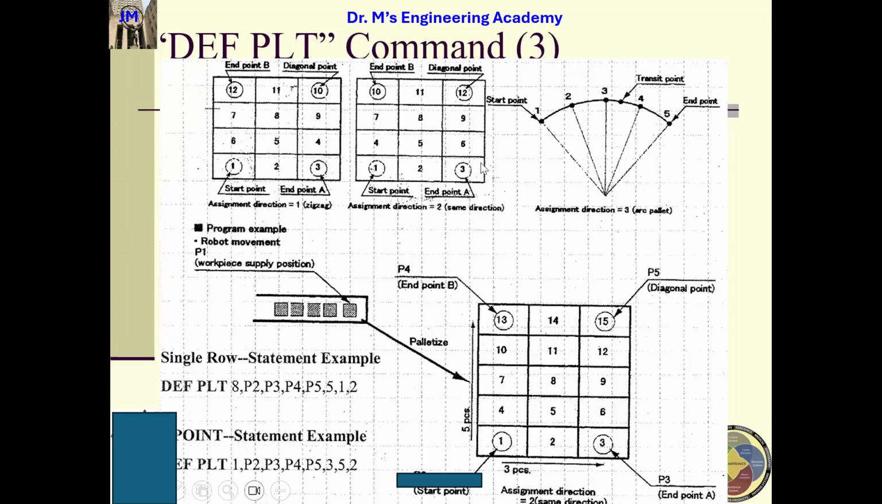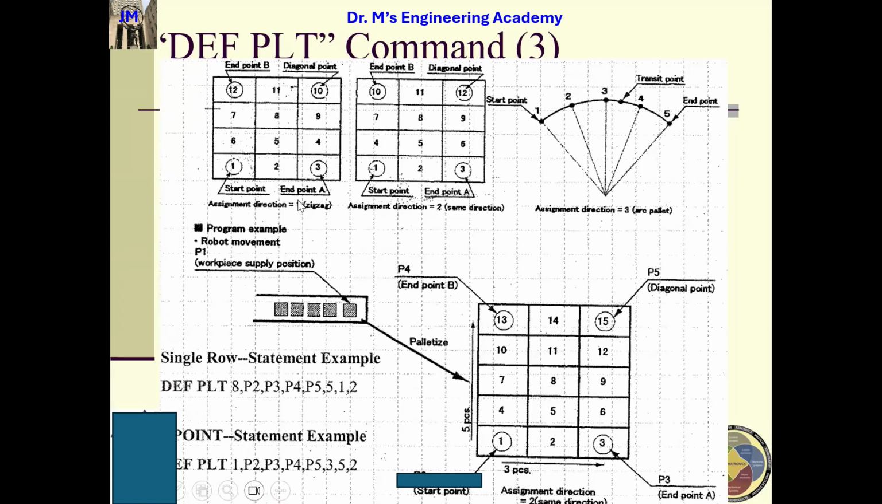On the contrary, you can see this palette and this palette have the same points, right? The start point, end point, left top and right top are the same. However, this time when I pick up the items, for each of these rows, I want to pick them up from left to right, the same direction. As a result, assignment direction equals 2. You understand, guys?